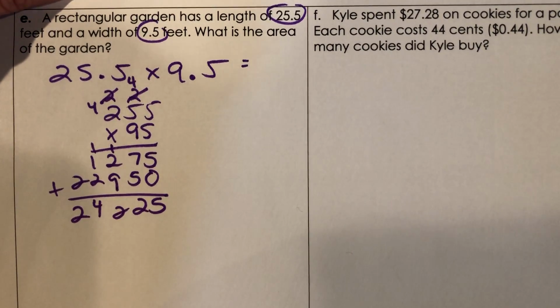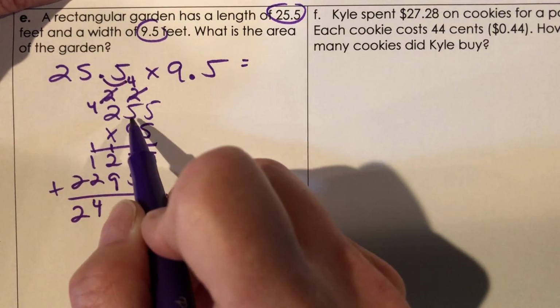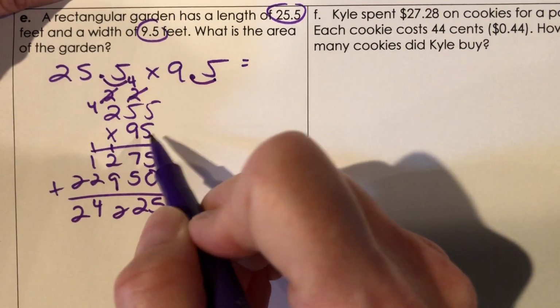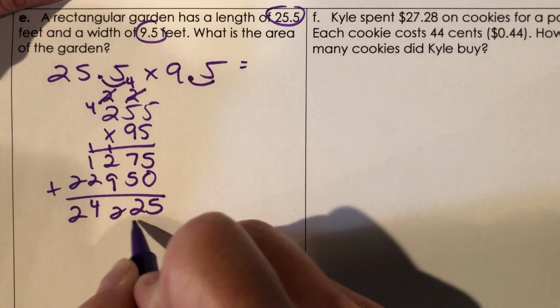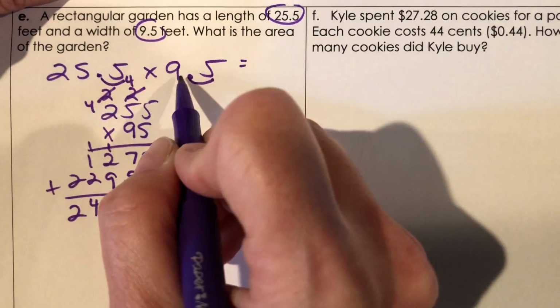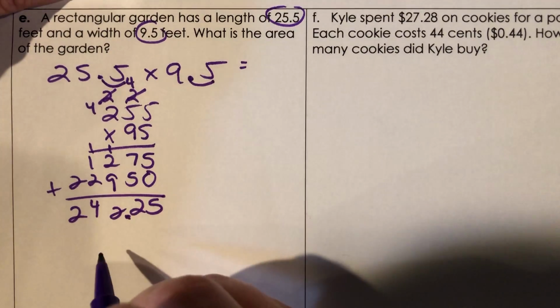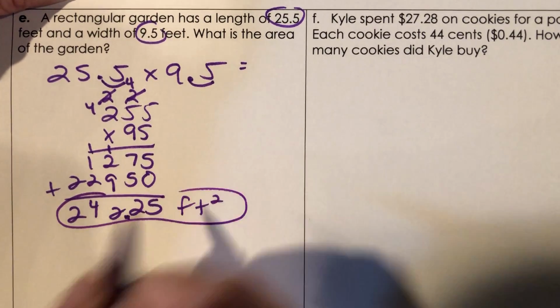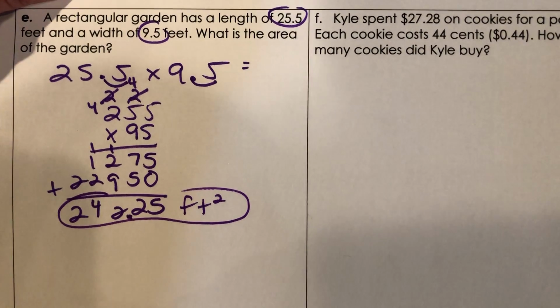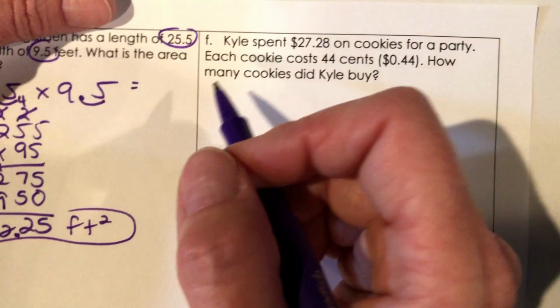But this isn't my answer. I need to put my decimal point back. I moved it 1 place to the right to make it 255 and 1 place to the right to make it 95. That means to undo that, I have to go 2 places back because I went 1 right, so I have to go 1 left, 1 left. So 242.25 square feet, or feet squared. That's the answer. The letter F.